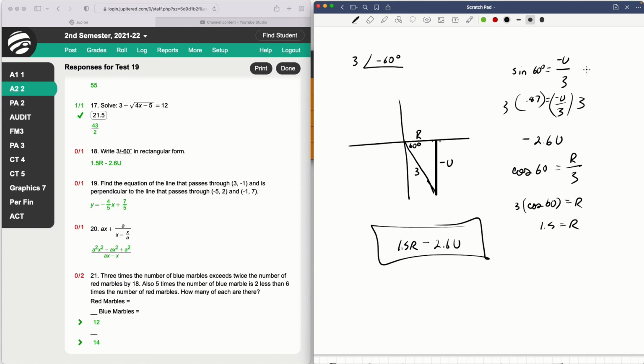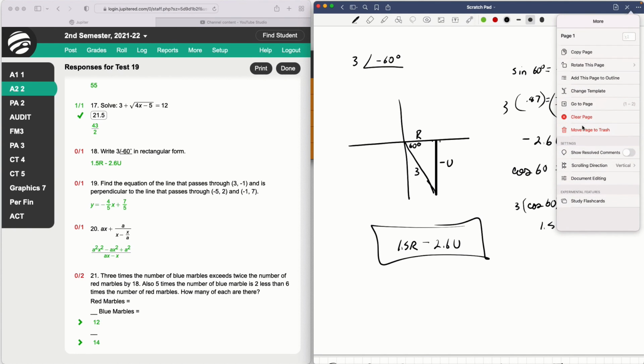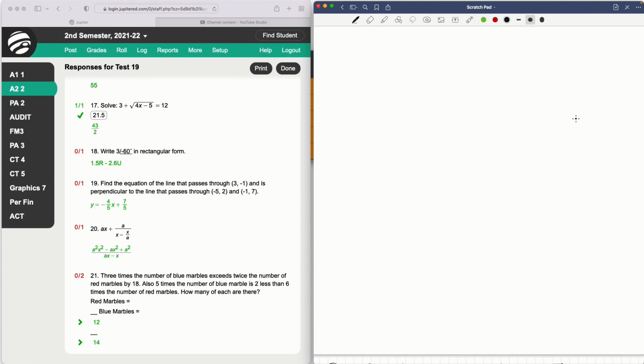All right, so we did that one. We're on 19 now. Find the equation of the line that passes through 3, negative 1, and is perpendicular to the line that passes through negative 5, 2, and negative 1, 7. So first we have to find the equation of this line and then find the perpendicular slope to that.